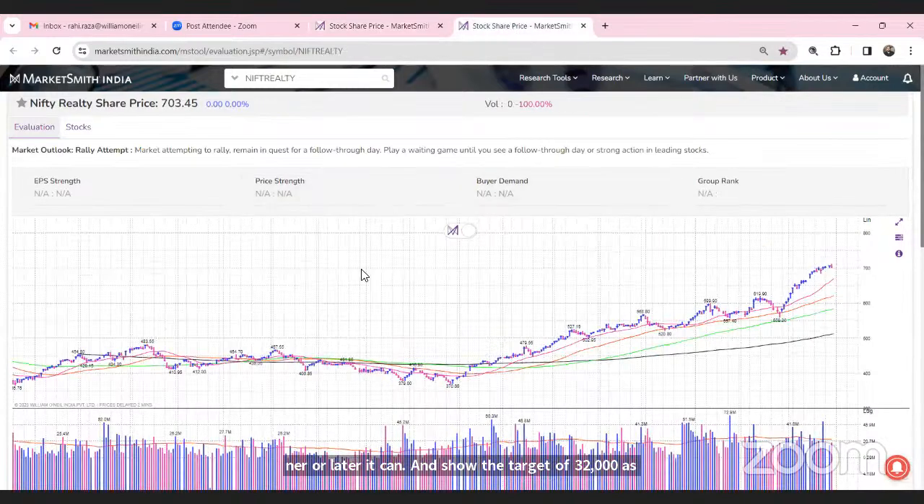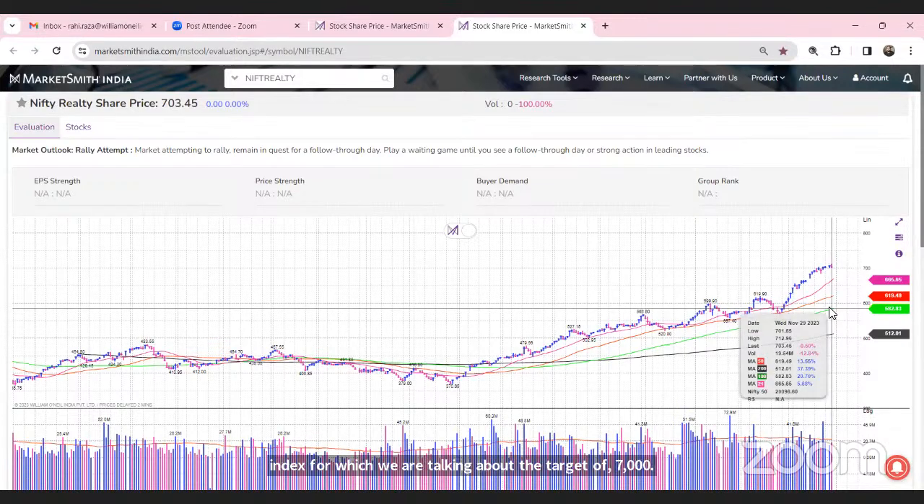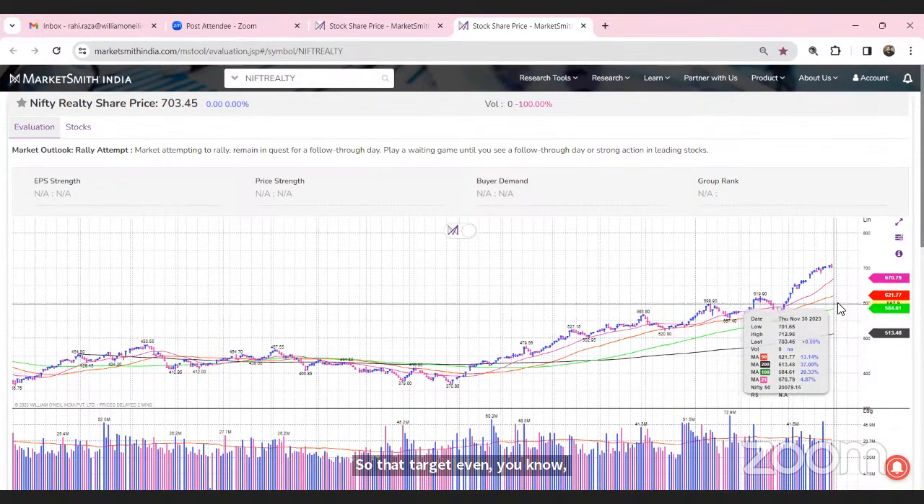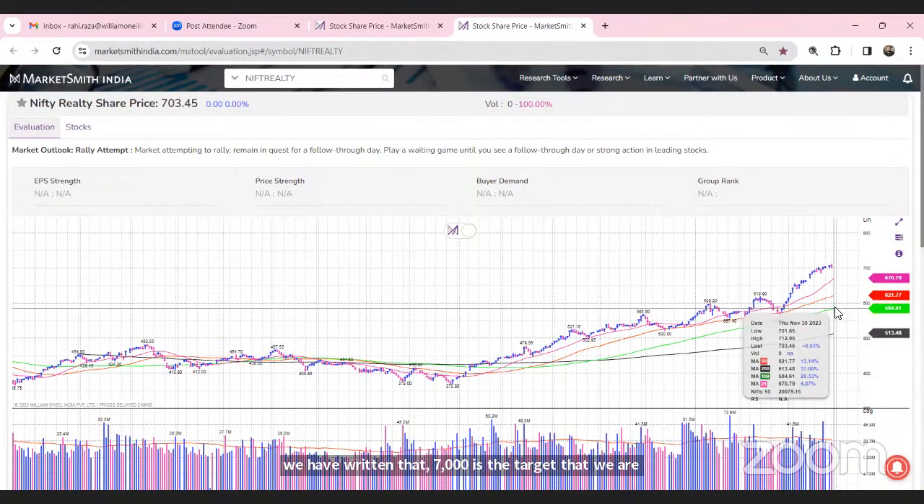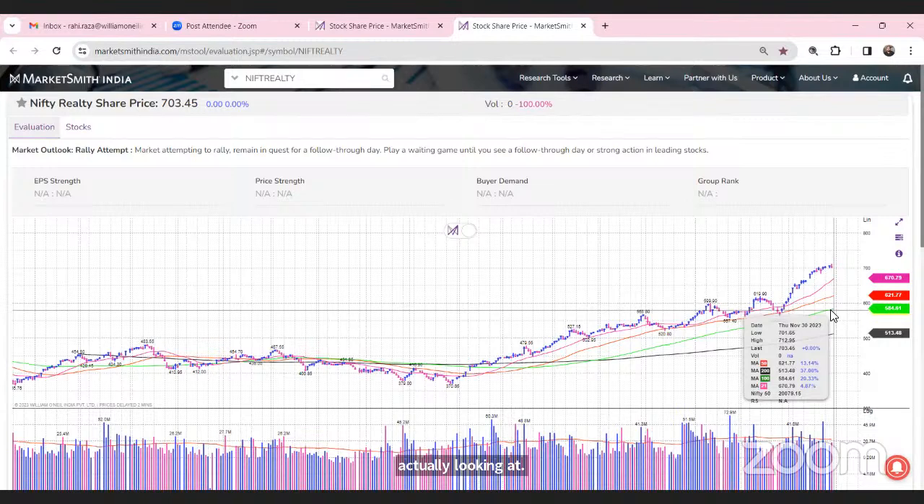Now I would like to talk about Nifty Realty. Nifty Realty is the index for which we were talking about the target of 7,000. Even in our monthly report we have written that 7,000 is the target we are looking at. The target is already achieved. So what next in this particular index?